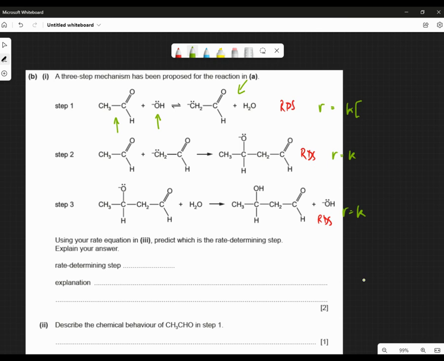Now that, to be honest with you, looks like the answer already: CH3CHO times the OH minus. And that's what we got. So with the information we've been given, this is the answer. The rate determining step is step 1. And the explanation: because the reagents fit with the rate equation.